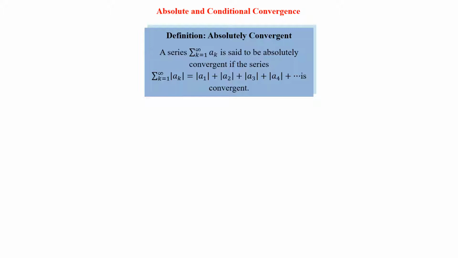That's where it's sometimes convergent but sometimes not. Like the alternating harmonic series is conditionally convergent because when we take the absolute value of all of them to get the harmonic series, it does not converge. But the alternating one does, so it's conditionally convergent.